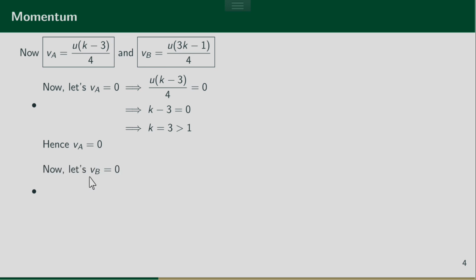Now, let's suppose that VB is equal to 0. That means we'll take this and equate to 0 and solve. We do the same thing, we divide both sides by u over 4. So I have 3k minus 1 is equal to 0, and k will give me 1/3. And 1/3, of course, is less than 1. So it means the final velocity of B is not 0. So B is not brought to rest.